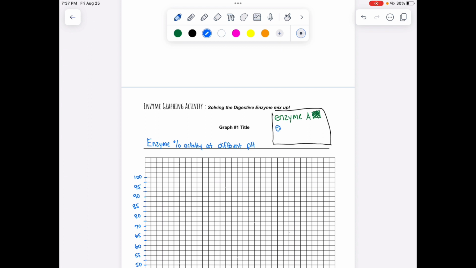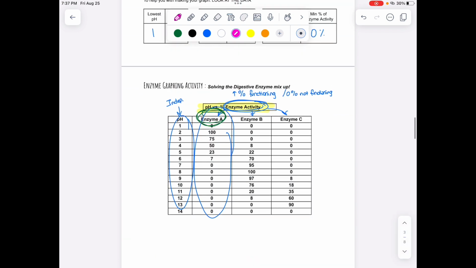I'm going to do enzyme B blue. That's going to be the next line I work on. And then I'm going to do enzyme C in pink. And that'll be the next line that I work on. So I'm just going to do one data point with you.